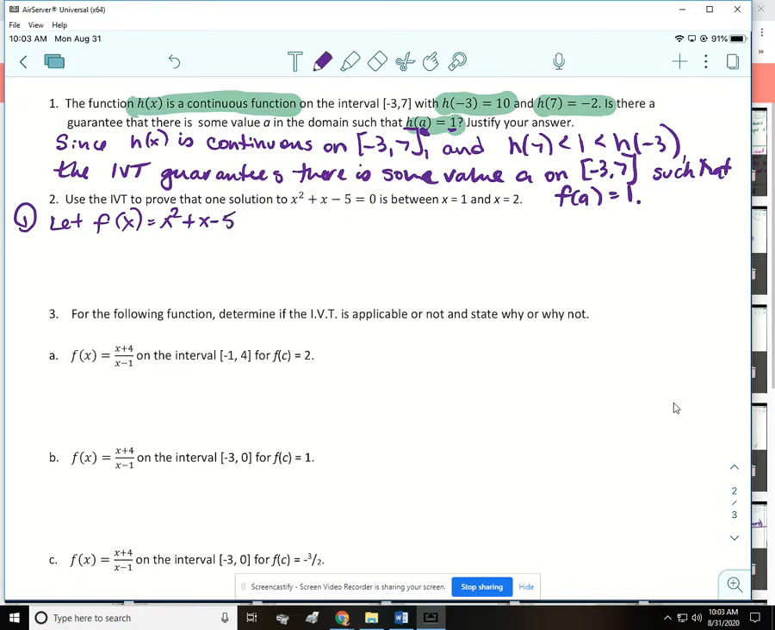Now that is a polynomial function, and polynomial functions are continuous everywhere. So we're going to say, since f of x is a polynomial, it is continuous everywhere.